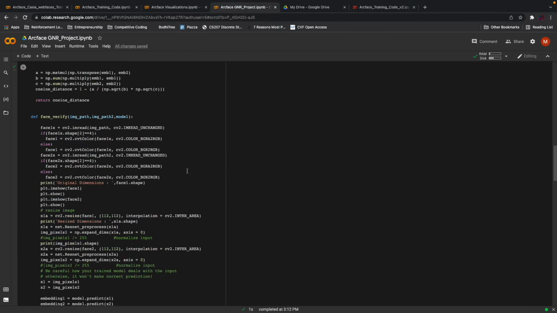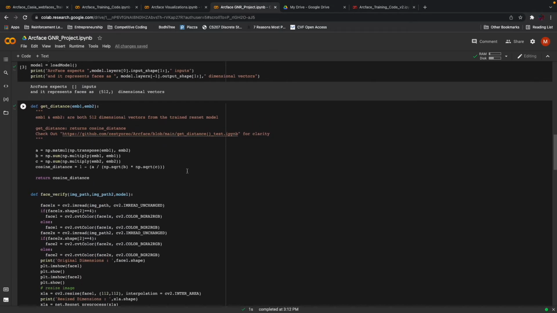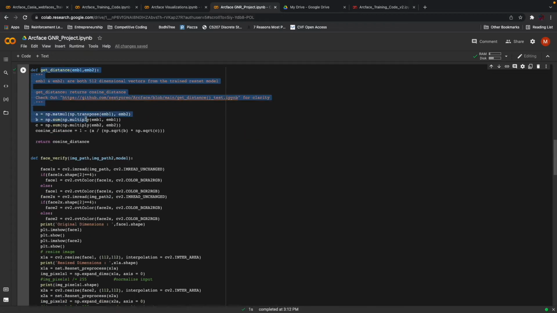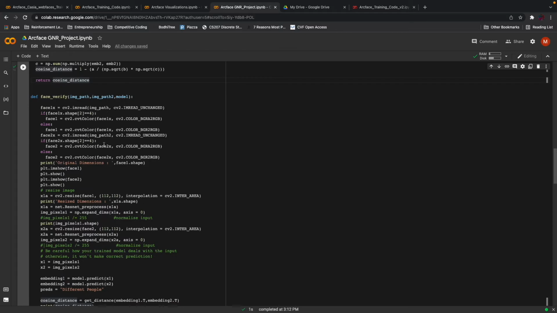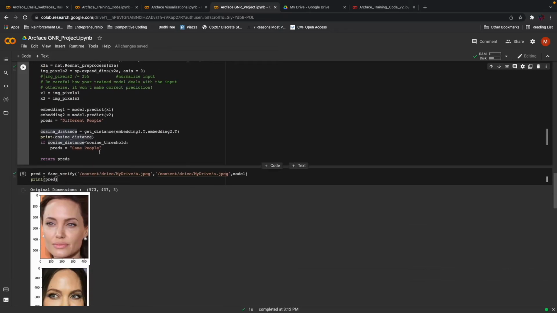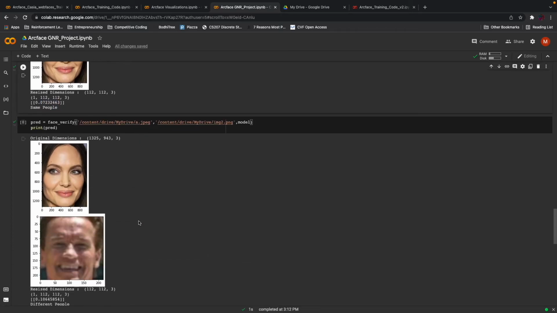And I'll just give you a short demo for the same. So we have taken in the model, and the function gets the distance, particularly the cosine distance, between two embeddings which are given to it. The face verify is a function where you give the image paths of two images. It tells whether the images are of the same person or different people. For instance, over here, first I've given two images of Angelina Jolie. It shows that the cosine distance is 0.07, and it is the same person, so it is correct.